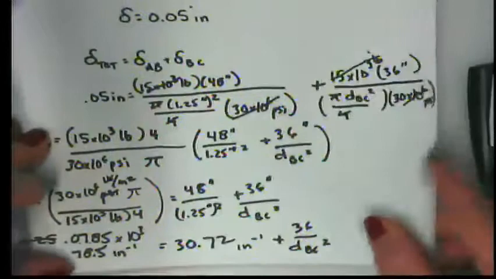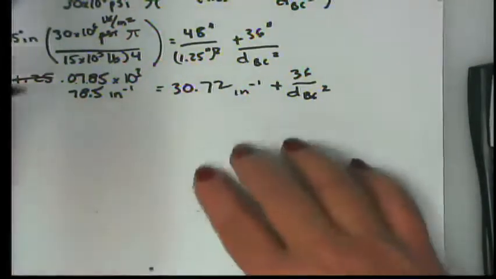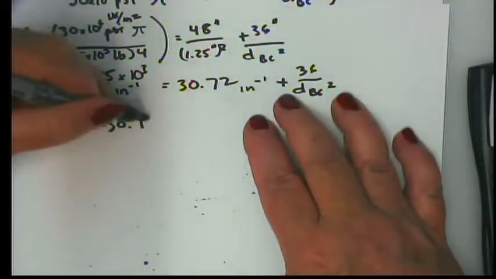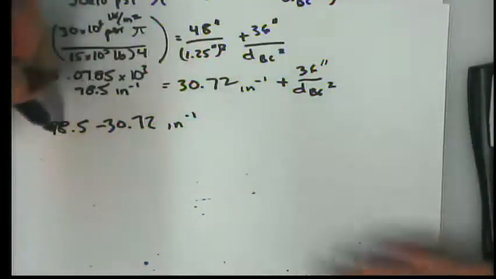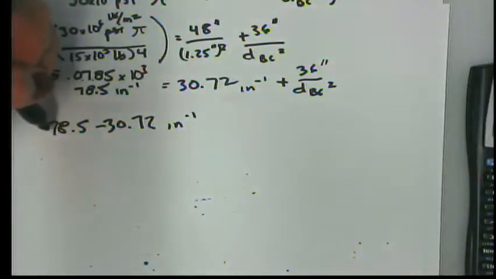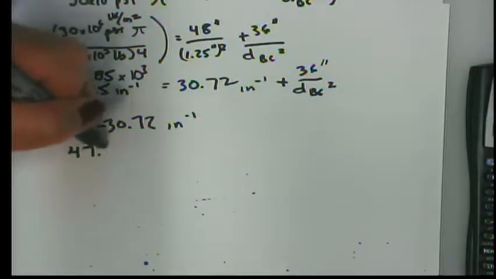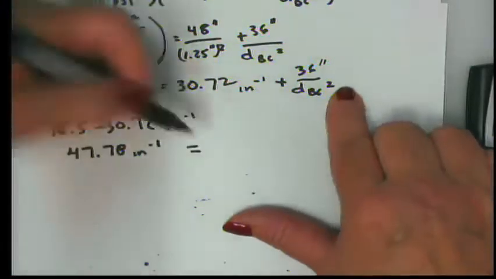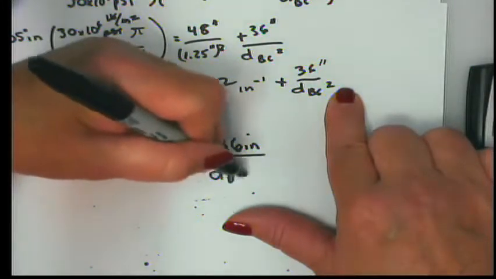Alrighty, so these two terms have the same units, so I can just bring this over to the other side of the equation. 78.5 minus 30.72 inches to the -1. So that value is 47.78 inches to the minus 1 equals 36 inches over the diameter of BC quantity squared.